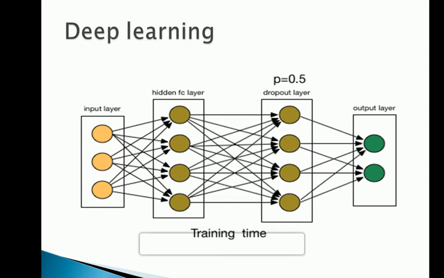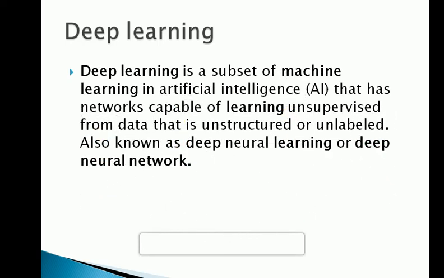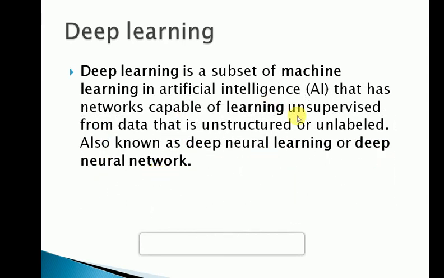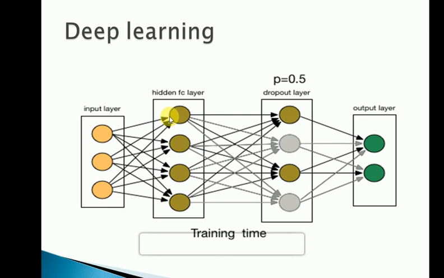So basically deep learning is a subset of machine learning, and furthermore it has a network capable of learning unsupervised from data that is unstructured or unlabeled, also known as deep neural learning or a deep neural network. What they are saying is that it is a subset of machine learning and artificial intelligence that has a network capable of learning. Here none of the data is labeled, none of it is structured, and none of it is properly labeled. On the basis of an algorithm it learns the data, and all the nodes which are connected to each other pass data on for further processing.